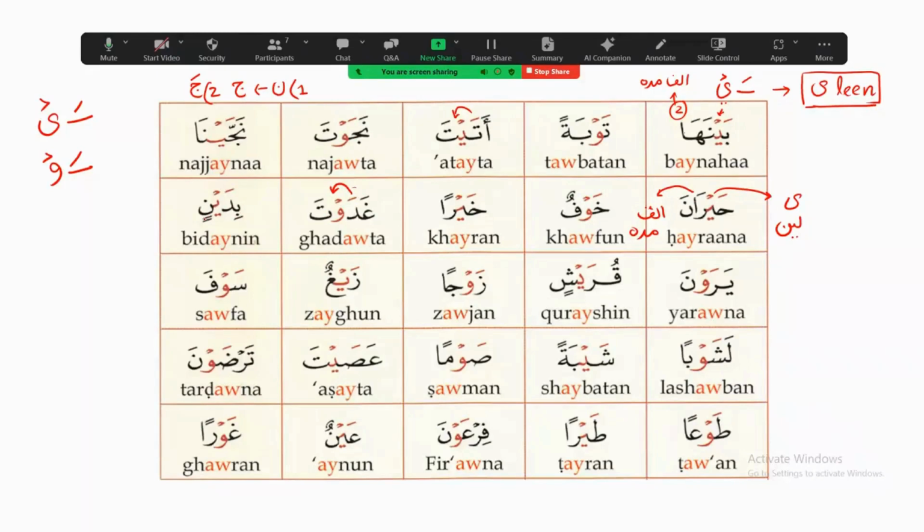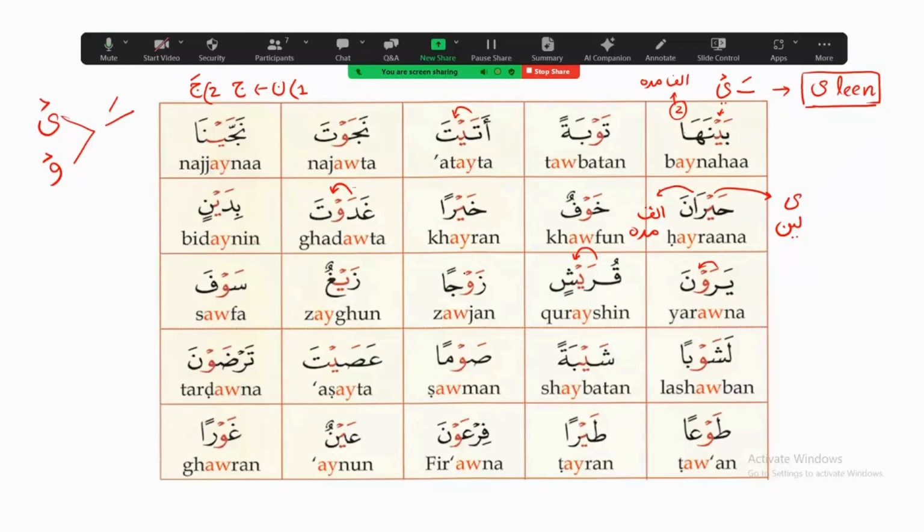Badainin, so again from dal to ya, ya lean happening here. Yarawna, yaraw, lean of waw. Qurayshin, qu for one count, then from raw to ya, royshin. Ya lean happening here, which means ya with a sakin, and previous to it there is a fatha on the previous letter.